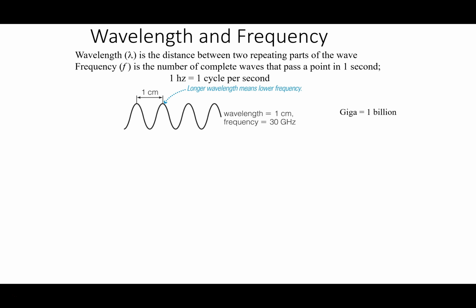So C is equal to, what did it say? Wavelength times frequency. And C is a constant.